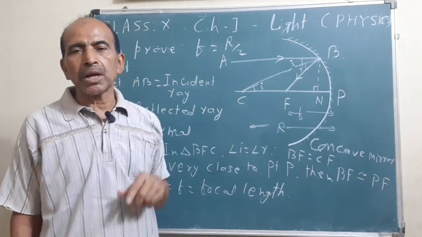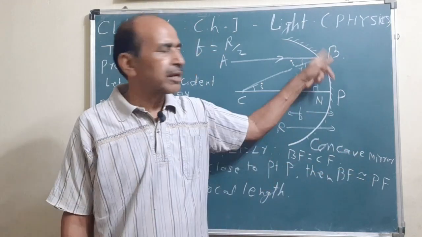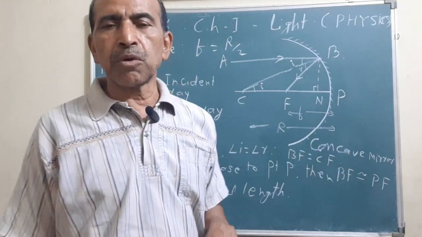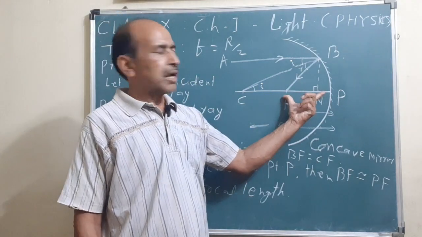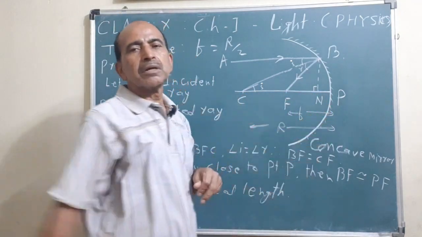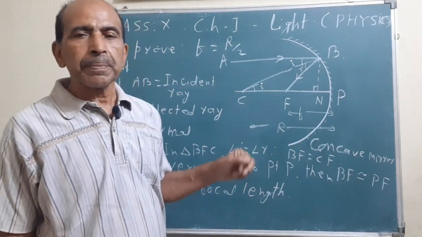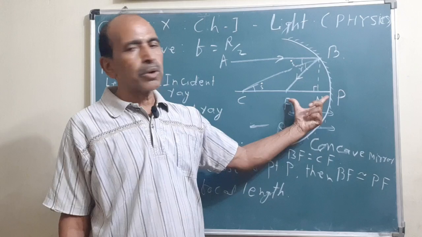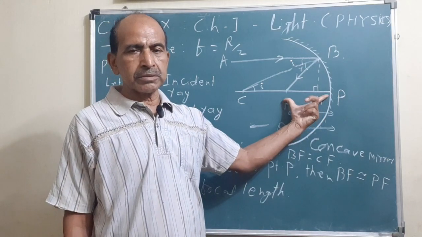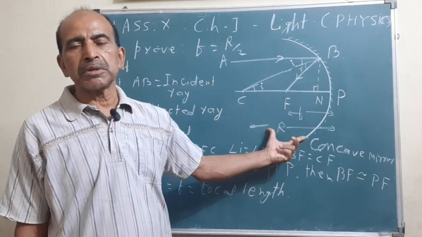और F क्या है? फोकल लेंथ. This is the relation for concave mirror and convex mirror, for both mirrors. The relation between focal length and radius of curvature: F is equal to R by 2, R is equal to 2F. What is focal length? Focal length is the distance between pole and focus. Radius of curvature is the distance between pole and center of curvature.